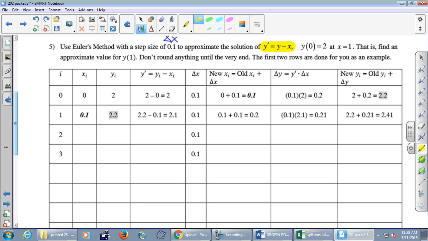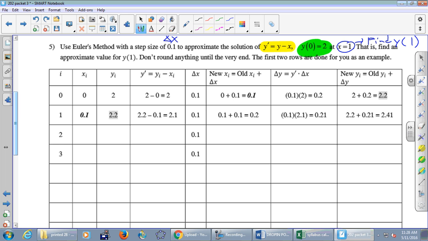Okay, so we are given y of 0 is 2. That's our starting point. We are interested in finding y of 1. That's what we're after. We're going to start at the point 0, 2. We're going to gradually shuffle our way to the right until we land at the point 1 comma some estimate, okay? So let's take a look at how our table works.